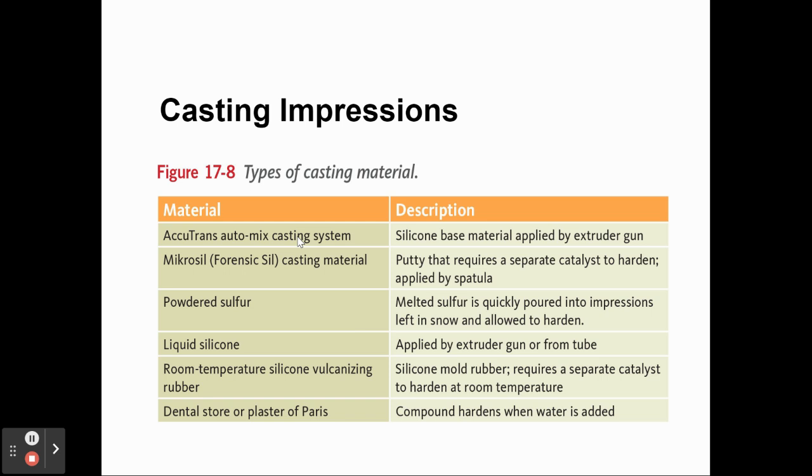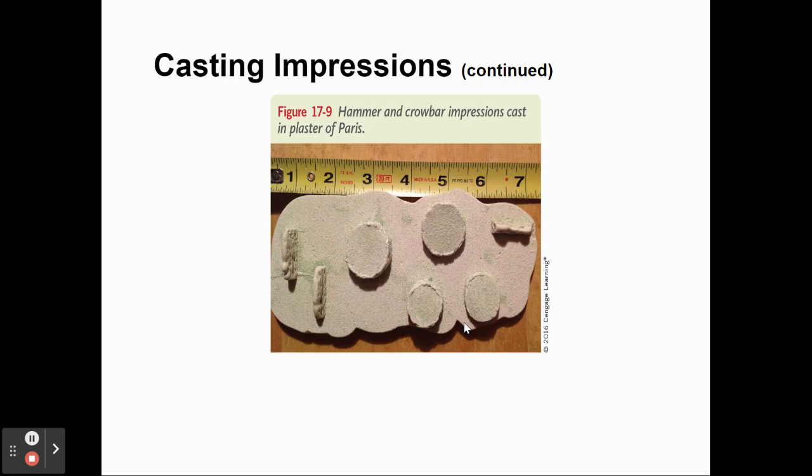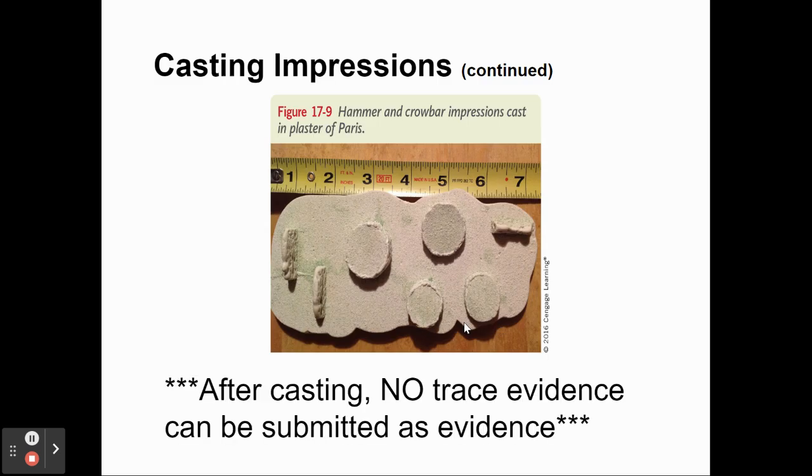Probably not everything's going to use powdered sulfur. You can see here melted sulfur is poured into impressions in snow, right? So again, it's all going to be varied based on the application that you're going to be applying it. So if you go to cast those impressions, again, you can't use any trace evidence that you want to submit as evidence upon casting of that particular material.